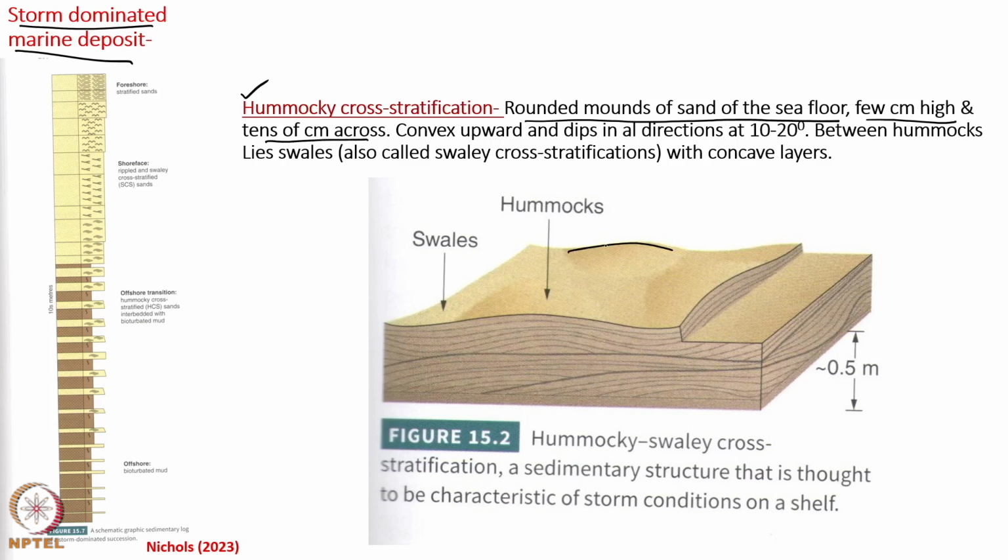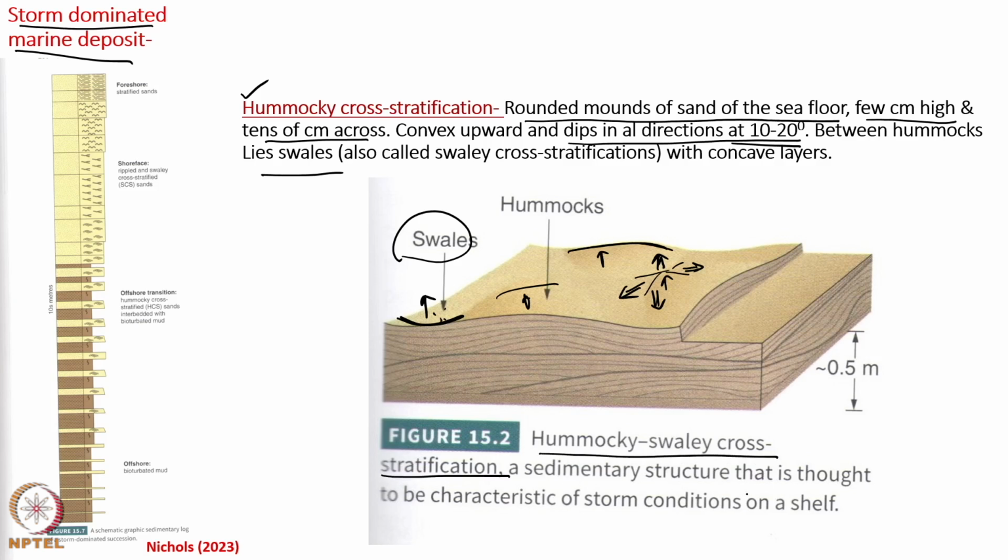They are convex upward. We can see the convex upward geometry here, and the dip in all directions is 10 to 20 degrees. Between hummocks lie the swales. This is a swale, or the depression where the layer is concave upward. Sometimes it is also called hummocky swaley cross stratification, and it is a characteristic of storm condition on a shelf.